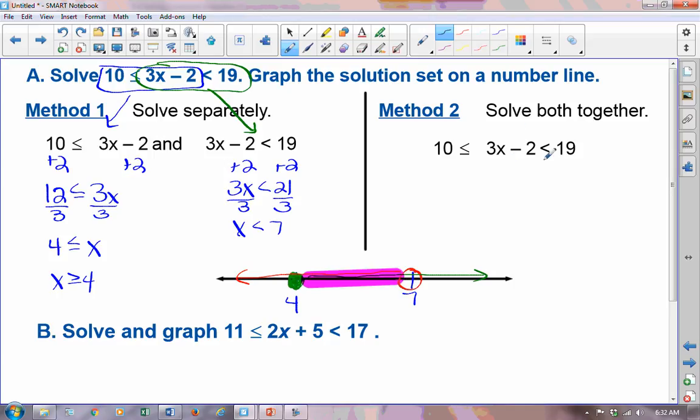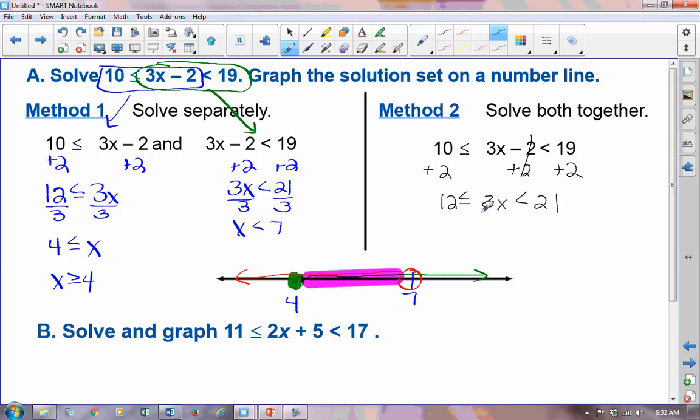So you have your inequality, or sorry, you have your expression 3x minus 2 in the center. So you can work both sides at the same time. If I add 2 to clear the 2 out from the center, then I'm going to add 2 to the ends. Clears out of the center, gives me a 12 is less than or equal to 3x is less than 21. So you can see there's that 12 and there's the 21 from the first method that I used.